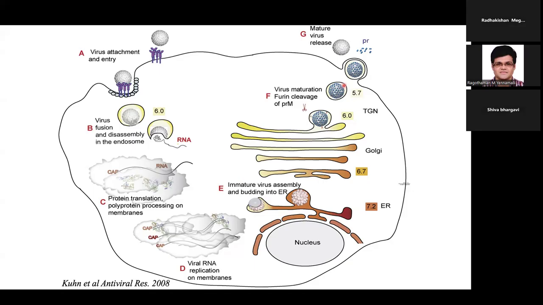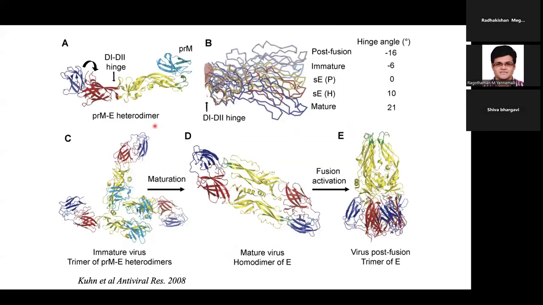Or that can be that the furin cleavage, which is required for immature virus to mature virus conversion, can be inhibited, and so on. So there are a lot of places where the viruses can be attacked. Now, in this particular work that we did, we focused on the envelope protein.